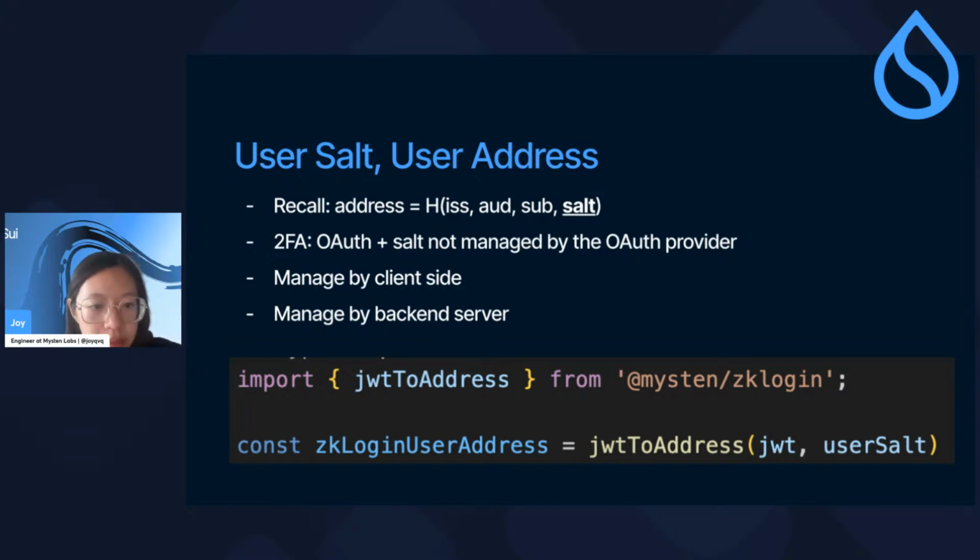So here's an example of how to derive the zkLogin address using the zkLogin SDK. We made an interface called JWT to address that does all the parsing for you of the JWT token. So you can directly derive the zkLogin address as follows. As I mentioned earlier, it is a hash of these three different fields in the payload and a user salt.